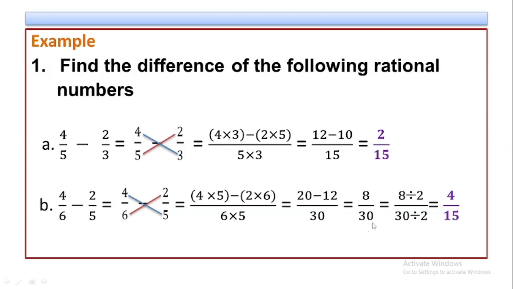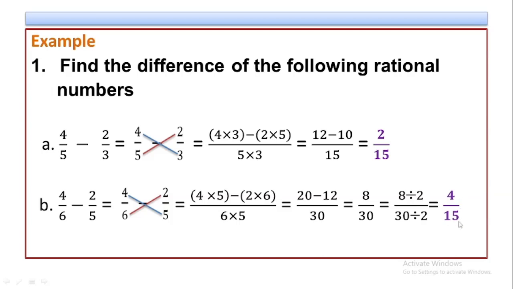8 over 13 is the difference. But according to our previous explanation, any fraction must be reduced into lowest terms. So 8 and 12 are multiples of 2, and we try to determine this by dividing the numerator and denominator by the same non-zero number like this. And finally, the equivalent fraction, which is the lowest term for 8 over 12, is equal to 4 over 6.